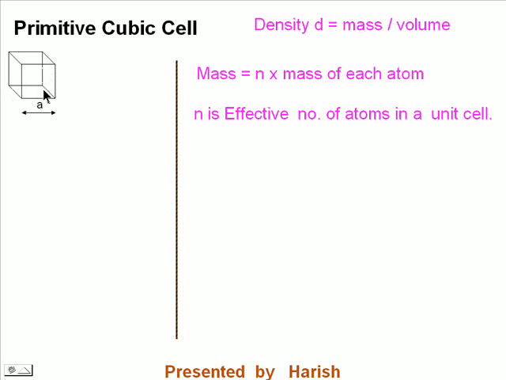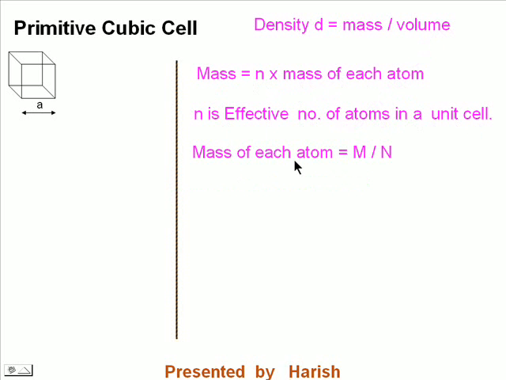I mean, it's good enough if you can find the density of a particular unit cell, because that will be the same as the density of the crystal. So density is mass by volume. Mass is mass of each atom into n. Look at here, this mass means this is the mass of unit cell, and n is the effective number of atoms in a unit cell. It has n atoms, and that multiplied by mass of each atom gives you the mass of unit cell.